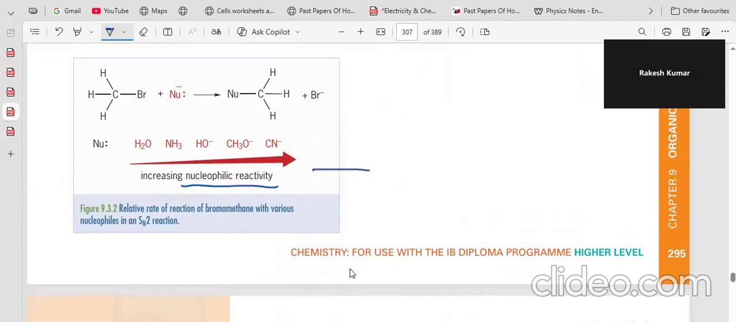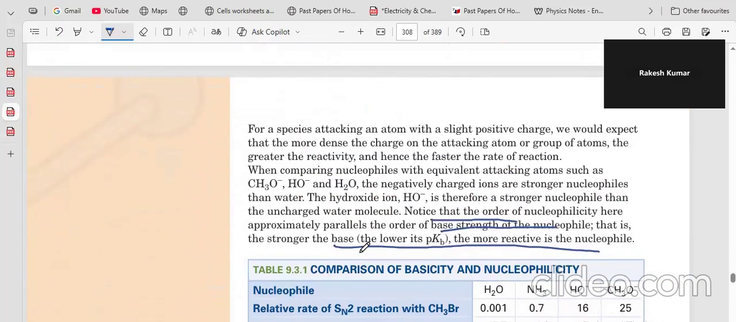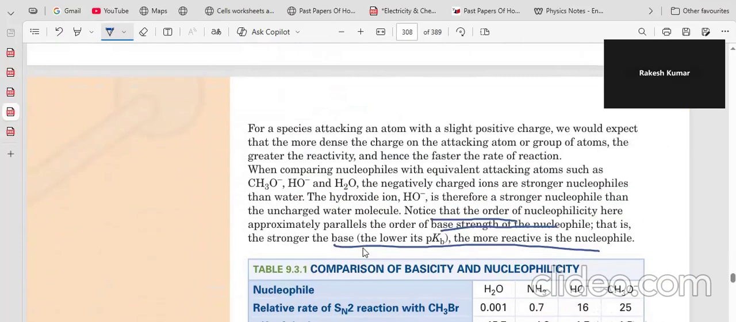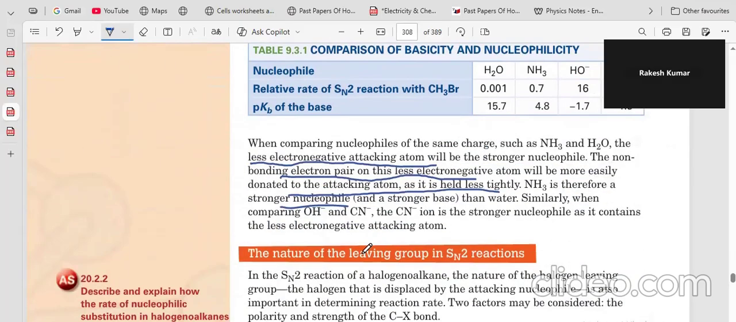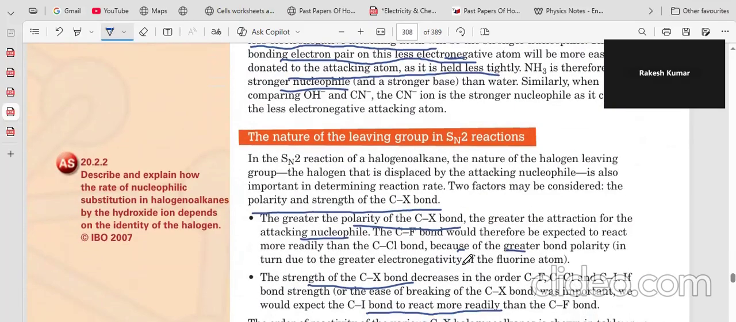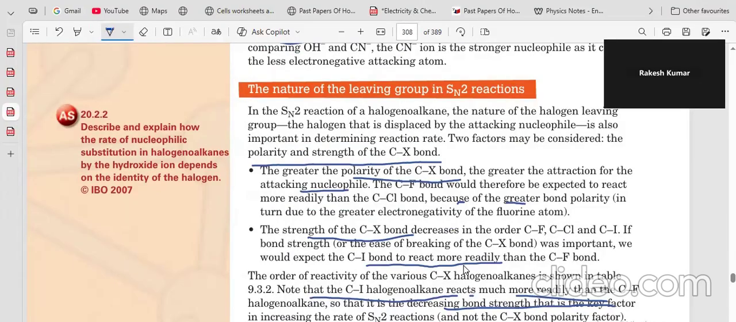In SN2, the nucleophilic reactivity is important. The negatively charged are stronger than the neutral ones. And you can see from the base strength also, the order of nucleophiles depends on their base strength. So you can just check the base strength. That will give you the idea of which is a stronger nucleophile. The stronger the base, the more reactive the nucleophile. And in case of the same charge, then you consider the electronegativity. This is going too deep. We'll see later.